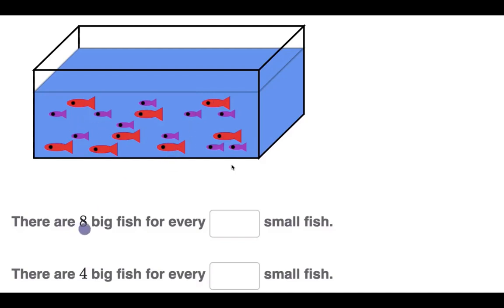There's one, two, three, four, five, six, seven, eight. So in this tank, there actually are eight big fish. And so let's see how many small fish there are. There's one, two, three, four, five, six, seven, eight, nine, ten small fish. So in the tank, for every eight big fish, which you see in red, there are ten small fish. But here it says there are four big fish for every blank small fish. So what would that be? Well, one way to think about it is we have half as many big fish, so we divide by two. So we're going to have half as many small fish. So for every four big fish, there are five small fish.